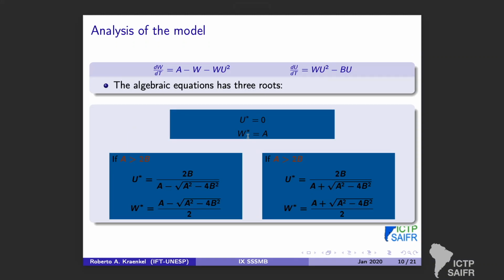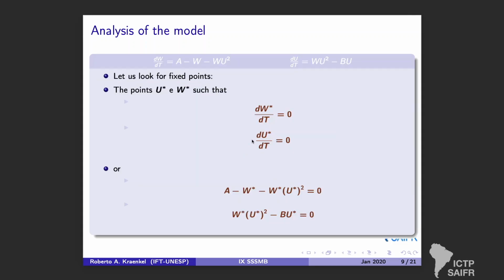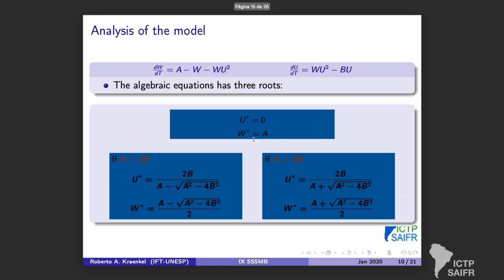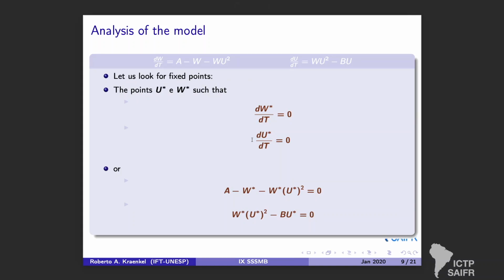So, an obvious solution here is that U is equal to 0 and W equal to A. Okay? This is the case here. If U is equal to 0, this is satisfied. And if it's equal to 0, then W should be equal to A, which means this is a description of a zero biomass state where you have rainfall, but no biomass. Okay, so it's the zero biomass. It's desert. No biomass at all.